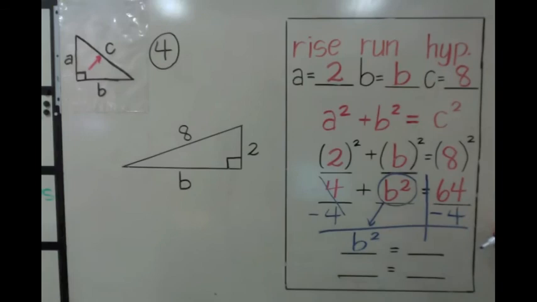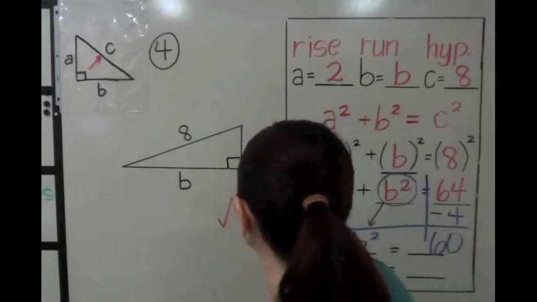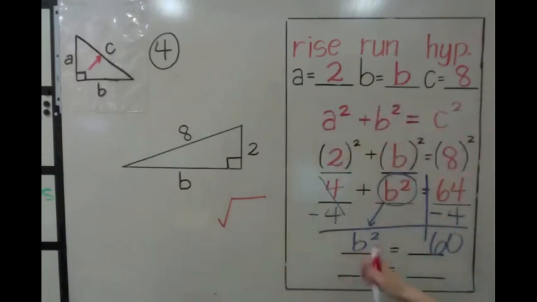64 take away 4, what's that? 4 take away 4 is 0. And then bring down the 6. So it's 60. Awesome. All right? So if b squared equals 60, how are we going to get b by itself? Because we need b. What is the opposite of a square? It's a, what's this called? Square root. And whatever you do to one side, you have to do to the other side, okay?